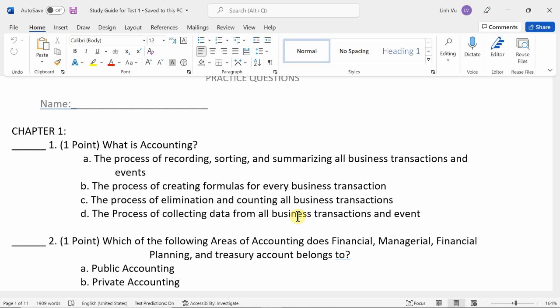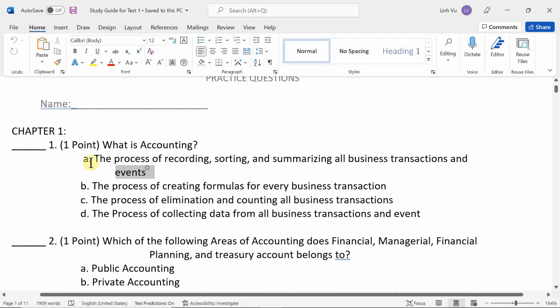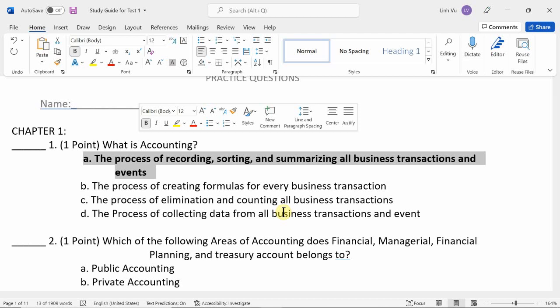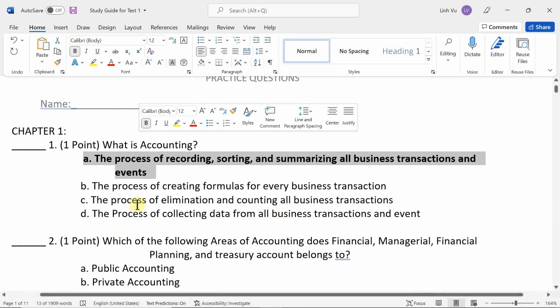It's A. The process of recording, sorting, and summarizing all business transactions and events. Good. It is not the process of creating formulas. It is not the process of elimination. And this one says it is the process of collecting data from all business transactions. In this case, that is correct. However, you do more than just collect the data. You have to analyze it. You have to sort it. You have to organize it. So in this case, A would be the most correct answer.